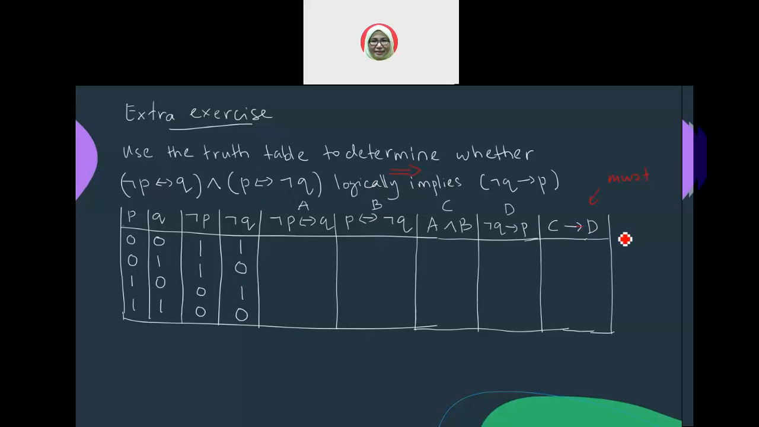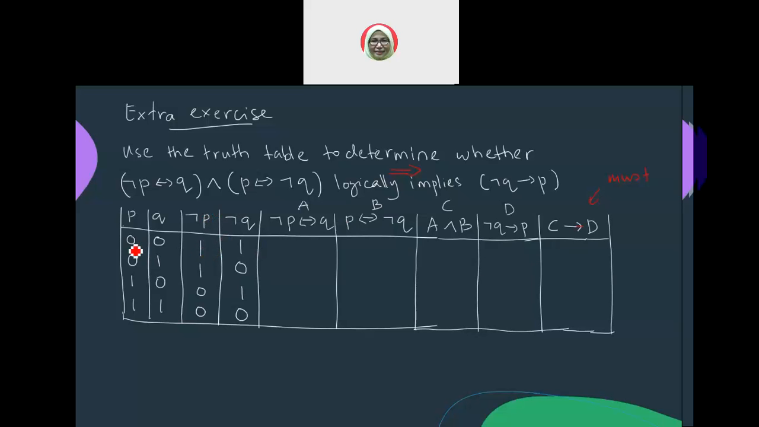But to show it is logically implies, we use implication. We use implication statement. Alright, so P, Q, since it's two statements, we have 4 rows. So let's fill in the truth values for all columns.